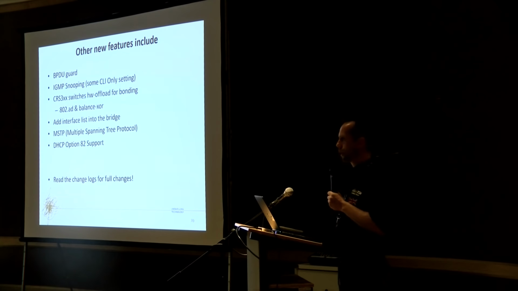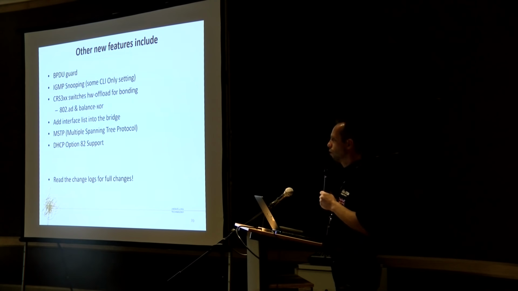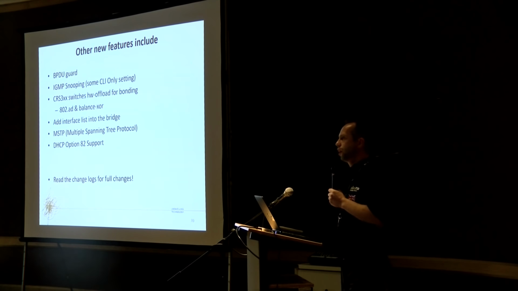Also new in 6.43 is multiple spanning tree. You now do spanning tree per VLAN, so you can have different ports as active or inactive for different VLANs, so that you can load balance across your networks more efficiently if you're using spanning tree. There is DHCP option 82 support, and there is more stuff coming. Read the change logs.